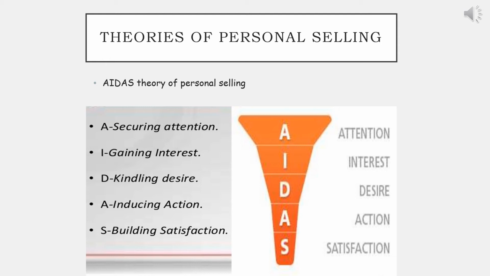The fourth stage is the action stage, where the salesman makes the prospect buy the product. In the previous slide we saw the closing stage of the personal selling process. A similar stage is happening here, the action stage. The S stage is the building satisfaction stage. In the satisfaction stage, a proper follow-up is made and it is made sure that the customer is satisfied with the product.